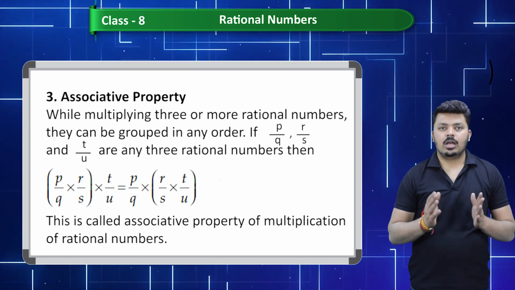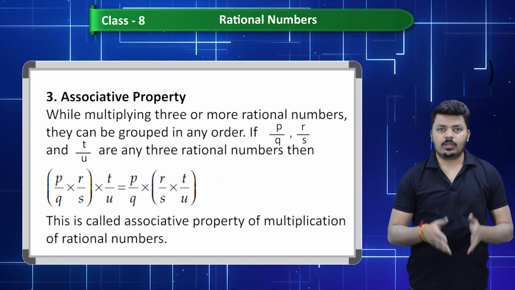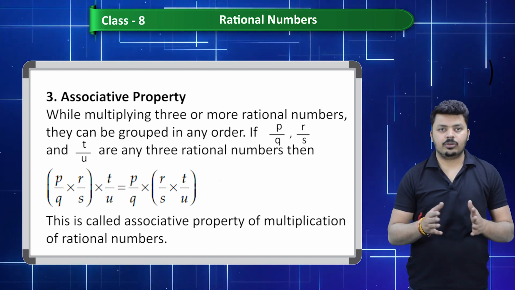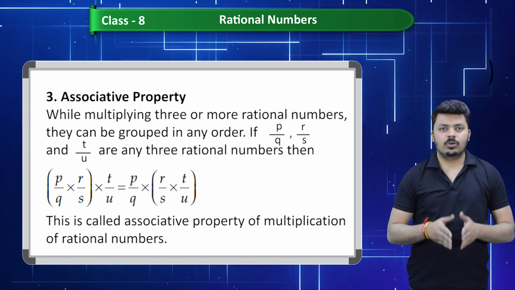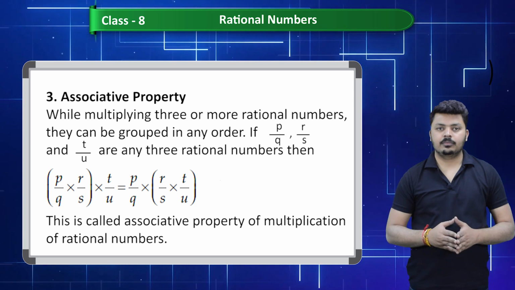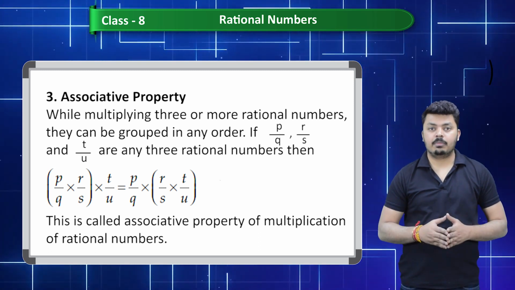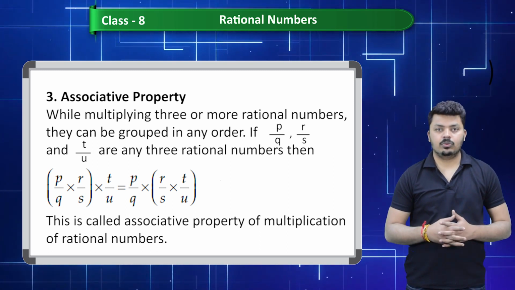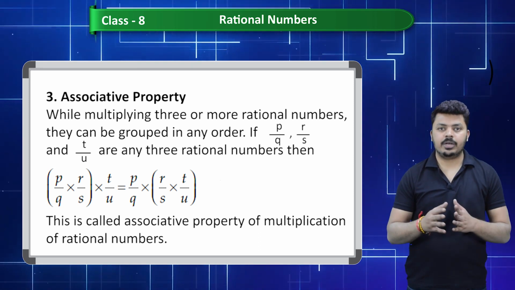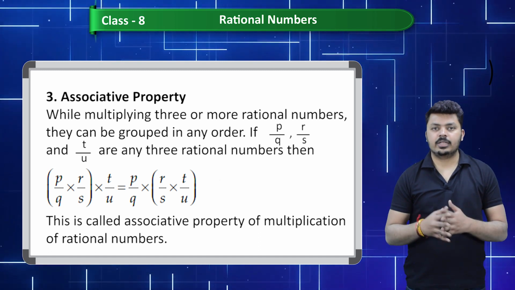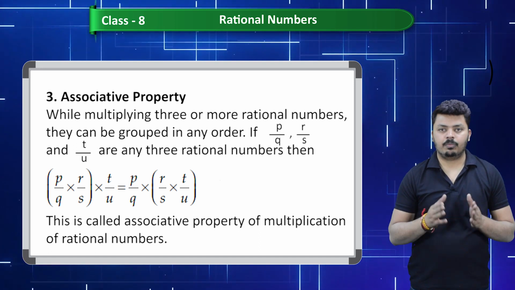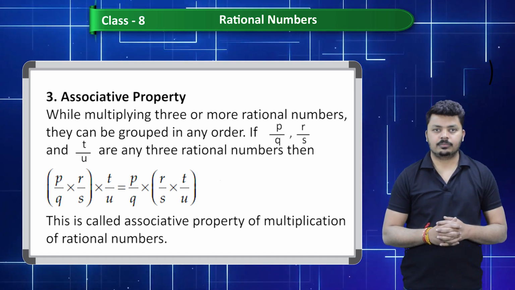Third, associative property. While multiplying 3 or more rational numbers, they can be grouped in any order. If p by q, r by s and t by u are any 3 rational numbers, then p by q multiplied by r by s, into t by u, equals p by q into r by s multiplied by t by u, where the second and third terms have been grouped. This is called associative property of multiplication of rational numbers.